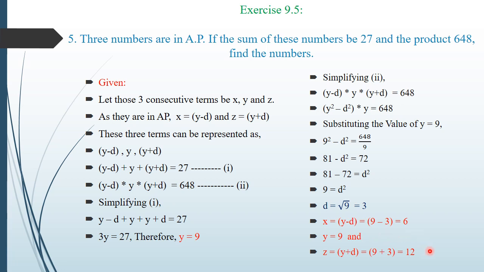Let us verify if we have calculated these three values correctly or not. Sum of these three terms is going to give me 12 plus 9 is 21 plus 6 is 27. So the first statement is verified. Coming to the second statement, 12 into 9 is 108. 108 into 6 will give me 648. Therefore these two statements are verified. Therefore those three terms are going to be 6, 9 and 12.